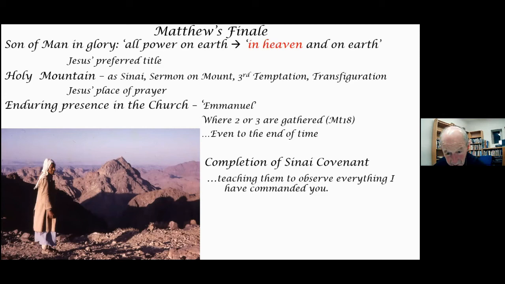I think there is Mount Sinai, taken from Mount St. Catherine. And there is the little chapel on top of Mount Sinai, which is the actual place, they say, where Moses received the Ten Commandments. Well, I don't know if we actually know the actual place, but that's the chapel anyway. And what Matthew is saying is that the meeting on the mountaintop at the end of the gospel is the completion of the Sinai covenant, teaching them to observe everything I've commanded you. It's obeying the law.